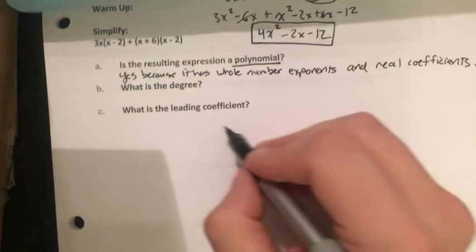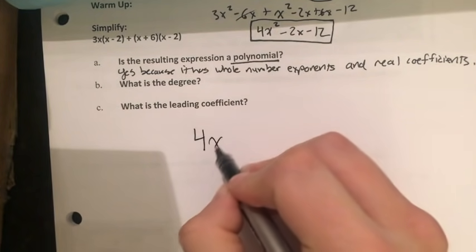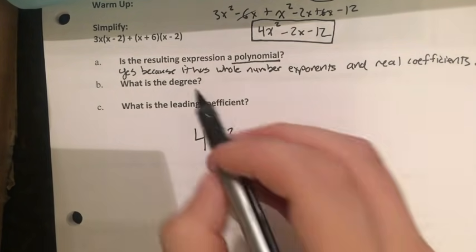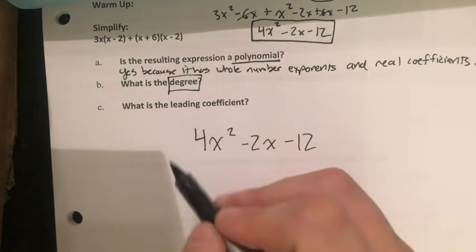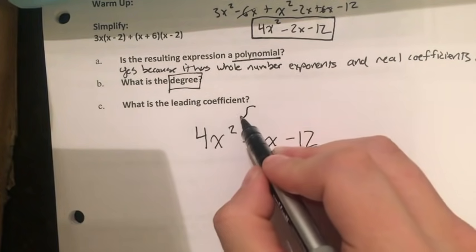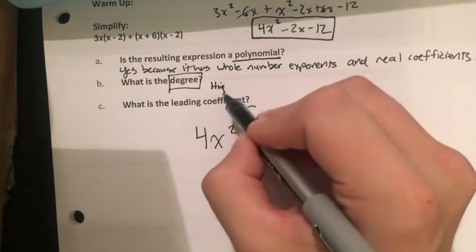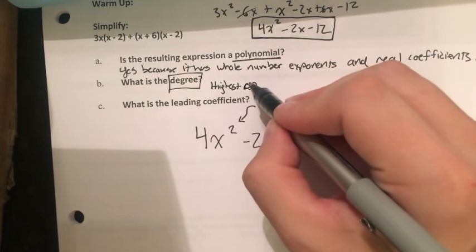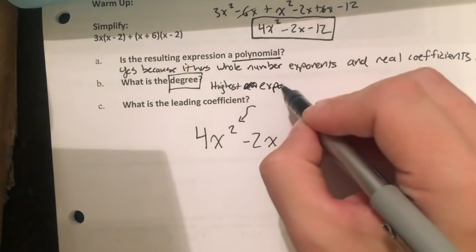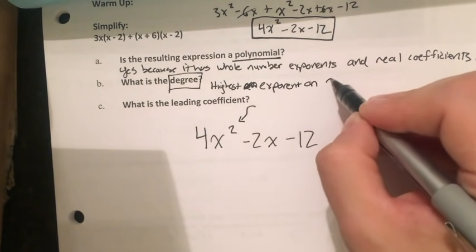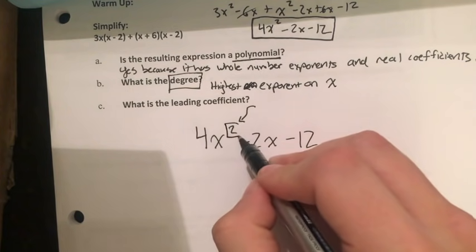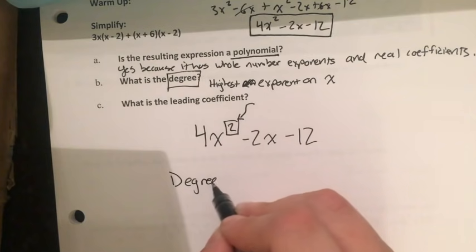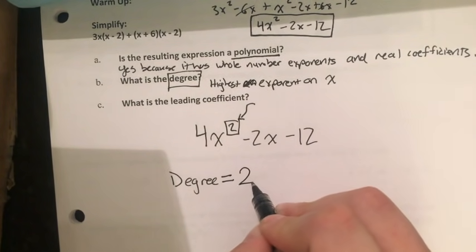Now for our next two terms, I'm just going to rewrite our expression, 4x squared minus 2x minus 12. What is the degree? Well, the degree is defined as the highest exponent on x, which in this case is a 2. Therefore, the degree of this particular polynomial is 2.